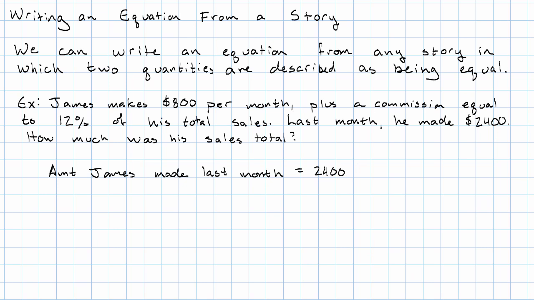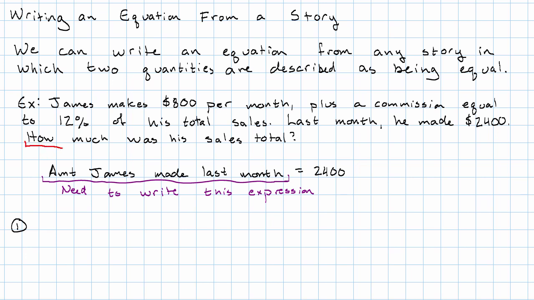In order to solve this problem, we need to write one expression. Our first step in writing an expression from a story, if you'll recall, is to write down what the variable represents. In this problem, we are not told what our variables should represent, but we are given a question. The question is, how much was his sales total? That's what we're going to make our variable represent.